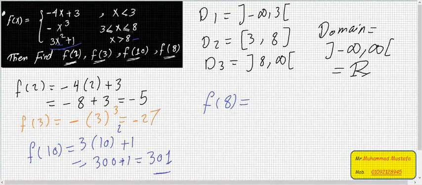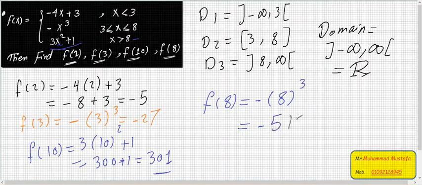The last, F8. 8 belongs to the second interval. We substitute in the second rule by x equals 8. Negative x power 3, negative 8 power 3 equals negative 512.